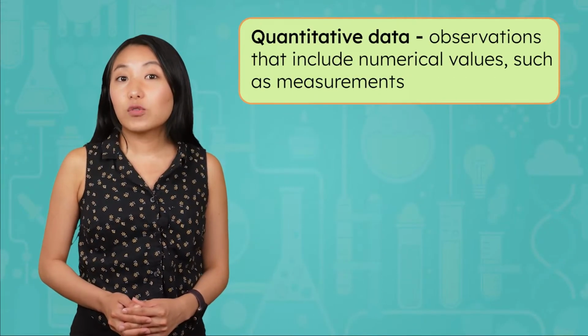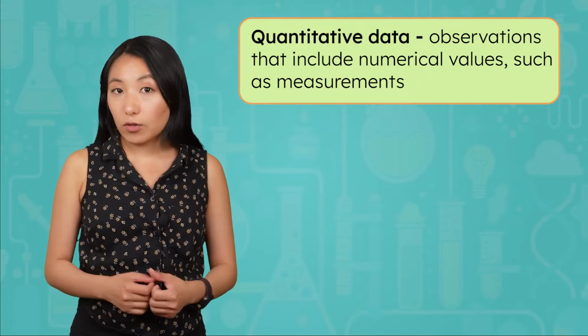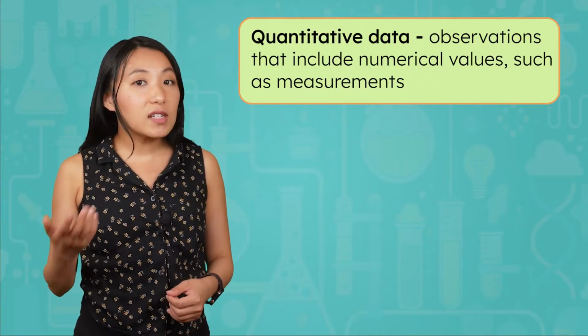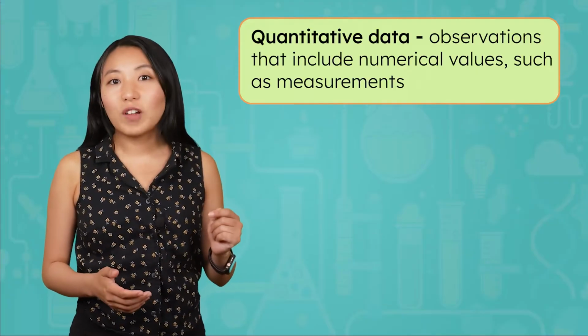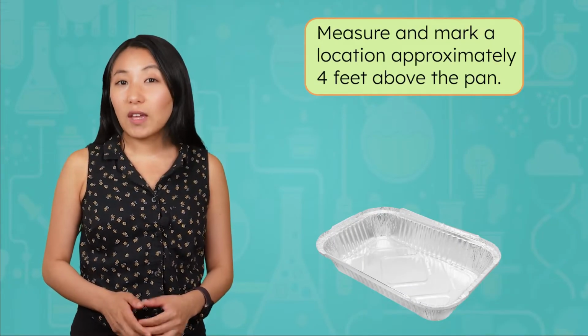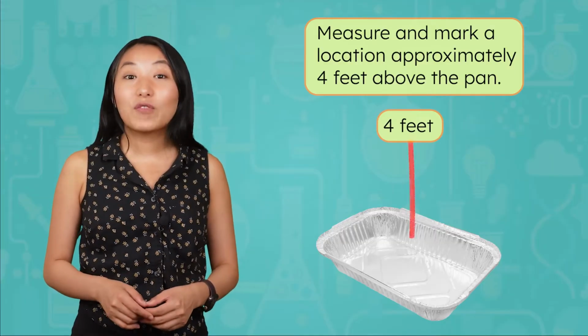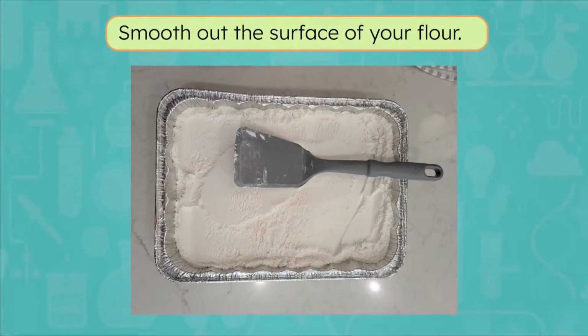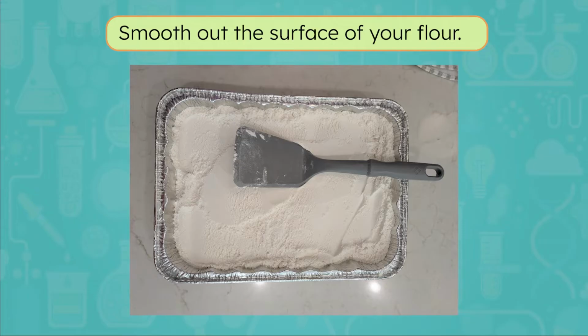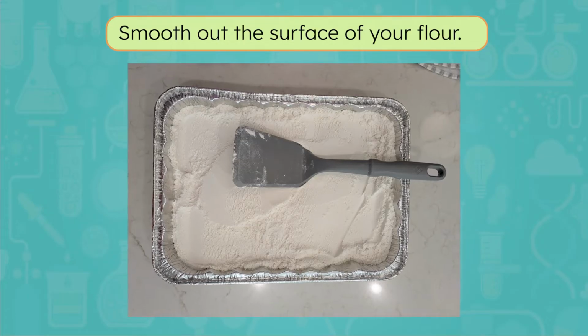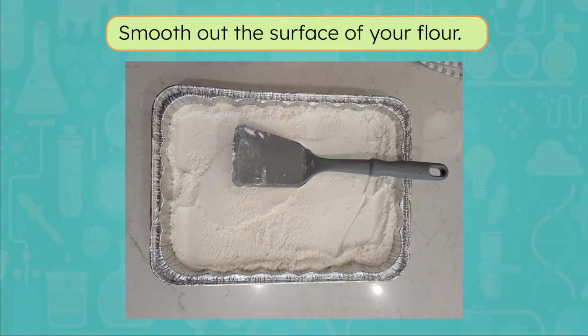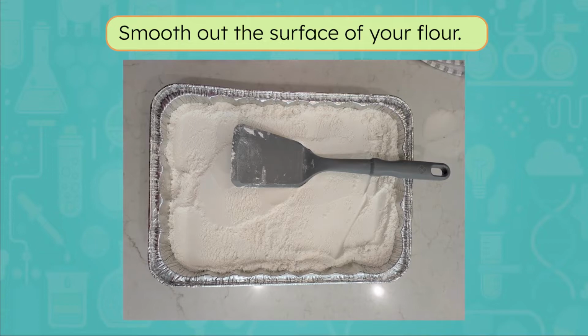Now let's gather some quantitative data about crater formation. Quantitative data includes observations that use numerical values, such as measurements of distance, mass, speed, and so on. Start by using your ruler or tape measure to designate a location that is approximately 4 feet above your pan. Be sure to smooth out the surface of your flour if necessary.